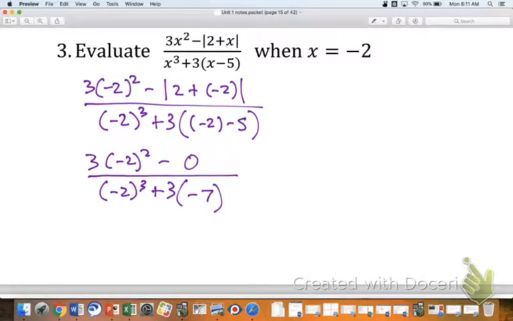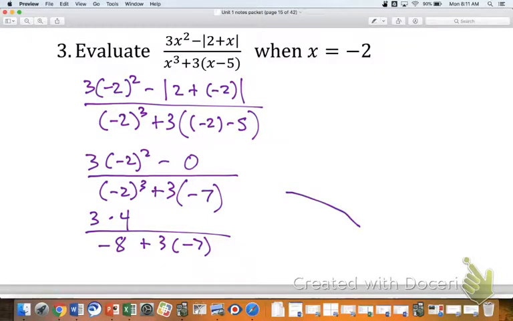Now I'm down to exponents. So for my exponents, I've got negative 2 inside parentheses squared, and that would be 4. So 3 times 4. And then down here I've got negative 2 in parentheses to the third. What's that? Negative 8. Good job. So negative 8 plus 3 times negative 7. Okay, coming over here to finish up.